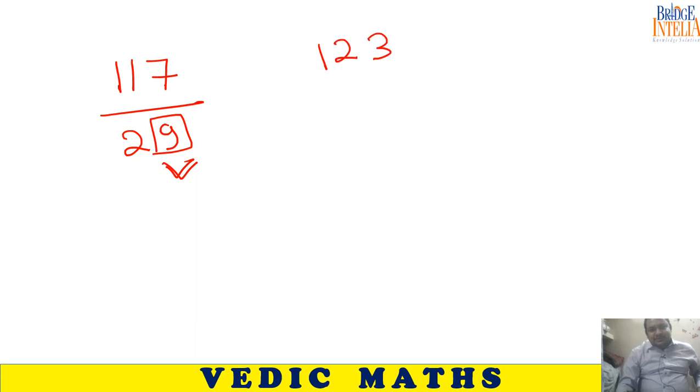So for example, we can apply this trick in this condition. The last digit is 9. We can apply it. But we cannot apply this trick in such situations, where the last digit is not equal to 9. So let us see what this trick is.